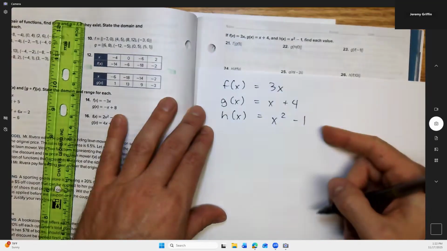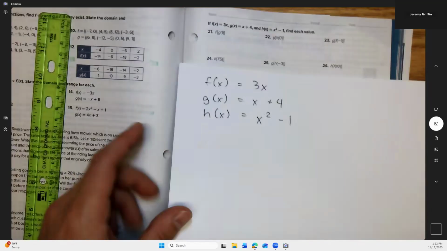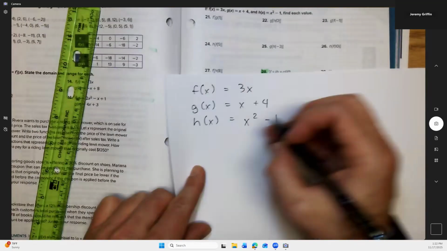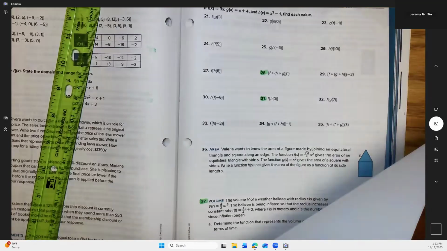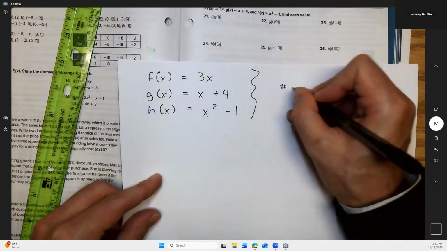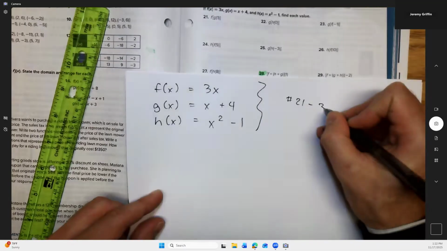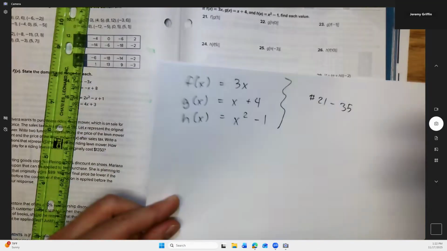To graph that, it would be a parabola. So we're squaring something, subtracting 1. Okay, so 20. All right, so this applies to number 21 through 35. And I got a couple highlighted that I want to do with you guys.